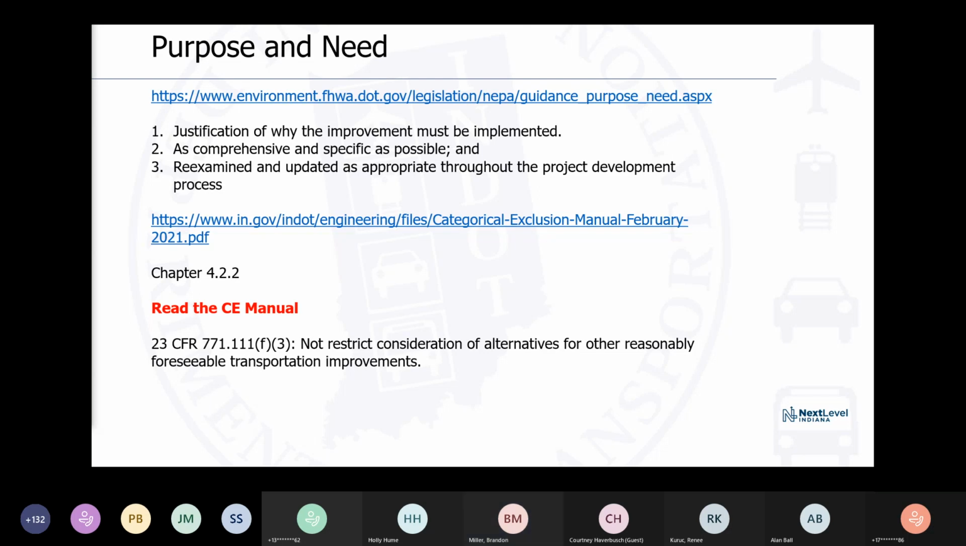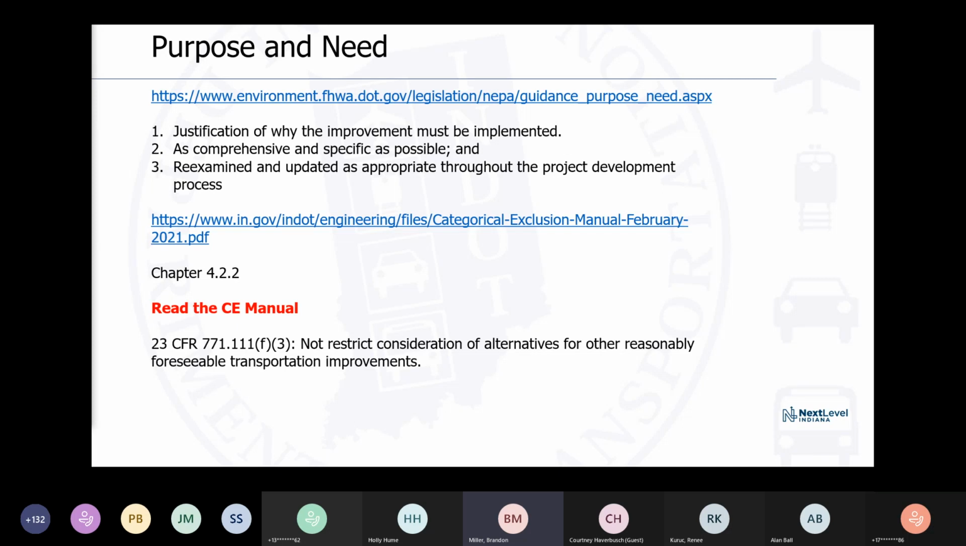So the first thing that we're going to talk about today is purpose and need. This slide is just mostly pointing out the different resources that are available. The first one is Federal Highways NEPA guidance on purpose and need. That link should work. If it doesn't, you can always do a quick, simple Google search of Federal Highway purpose and need, and generally it will get you there.